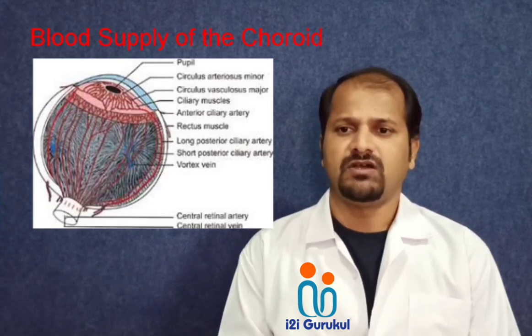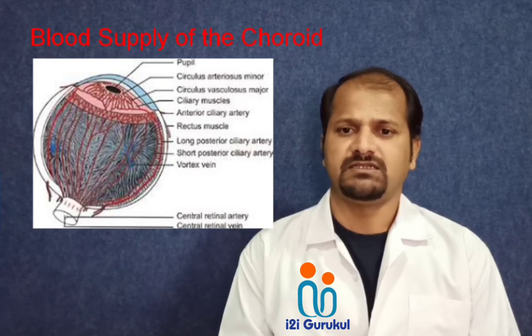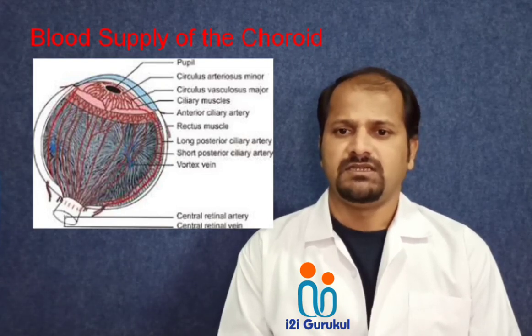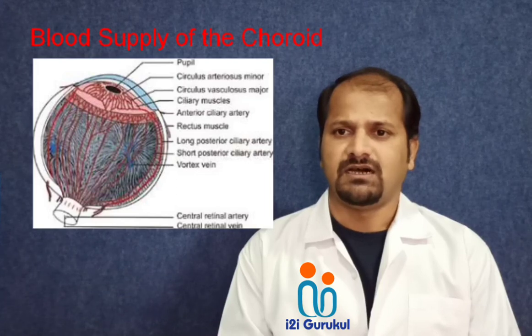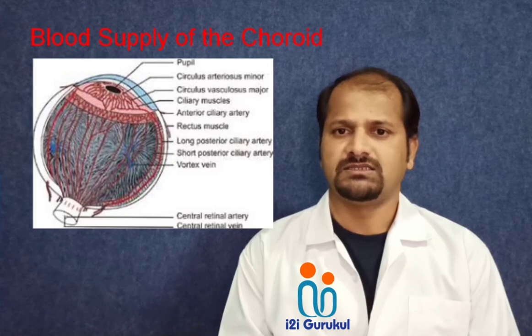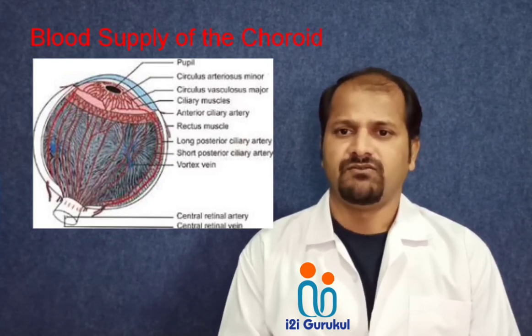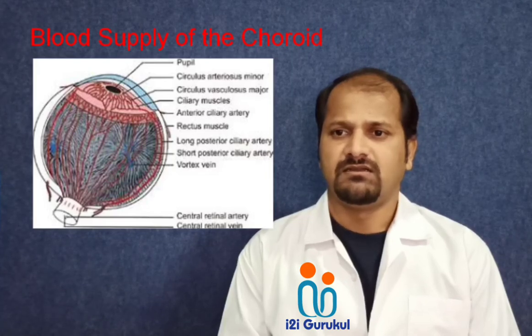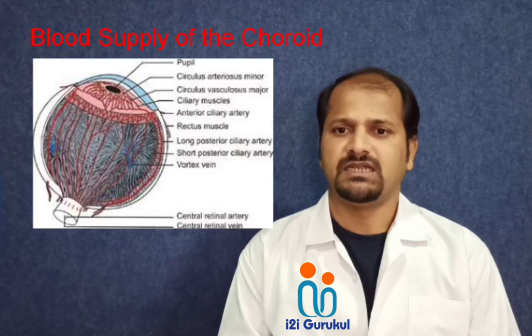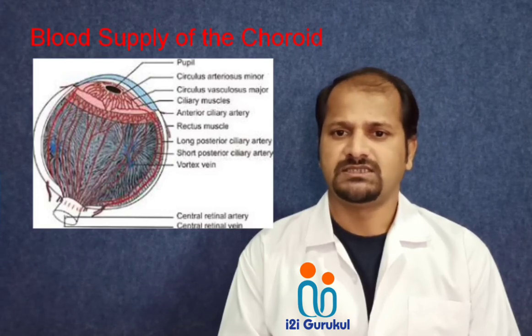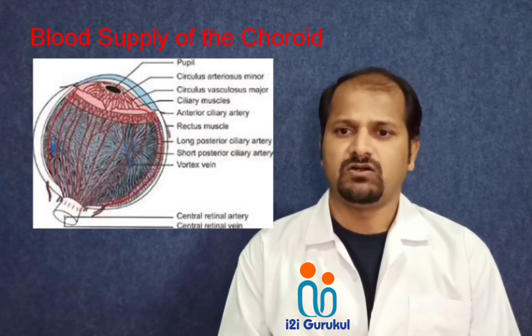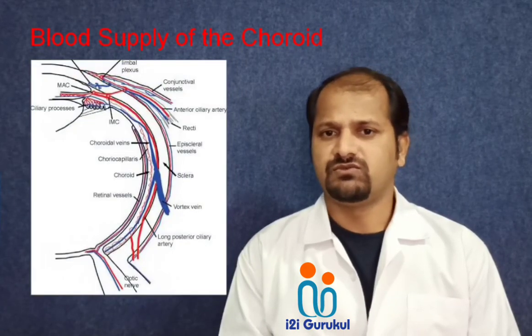Now coming to the third point, the anterior ciliary arteries. The anterior ciliary arteries are the terminal branches of 2 muscular arteries of each rectus muscle, except the lateral rectus, which has 1 muscular artery. The vessels supply the ciliary body and send branches to the major arterial circle of the iris and also to the choriocapillaris.